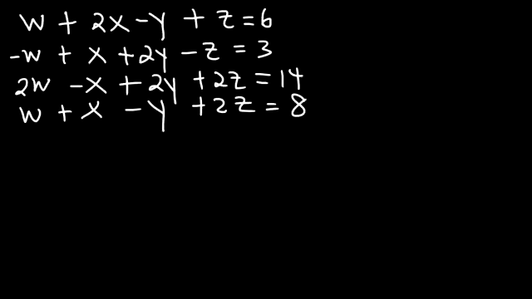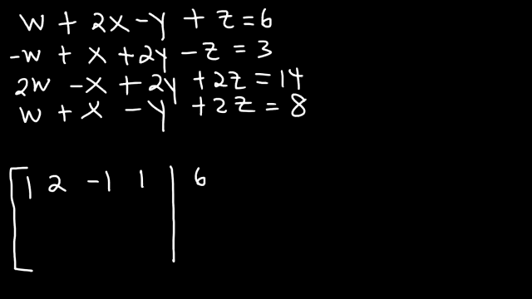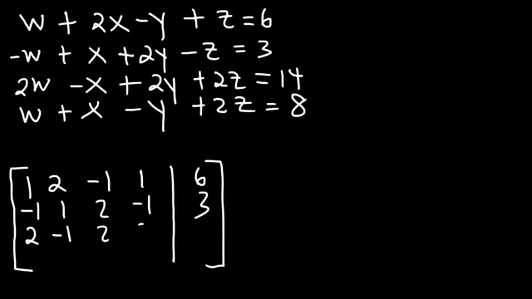Now the first thing we want to do is convert this into an augmented matrix. So the coefficients for the first equation are 1, 2, -1, 1, and then we're going to separate the left side from the right side with a vertical bar. So we're going to have a 6 on the right side. Now for the second equation, it's -1, 1, 2, -1, and 3. And for the third one, it's 2, -1, 2, 2, and 14. And then it's 1, 1, -1, 2, and 8.